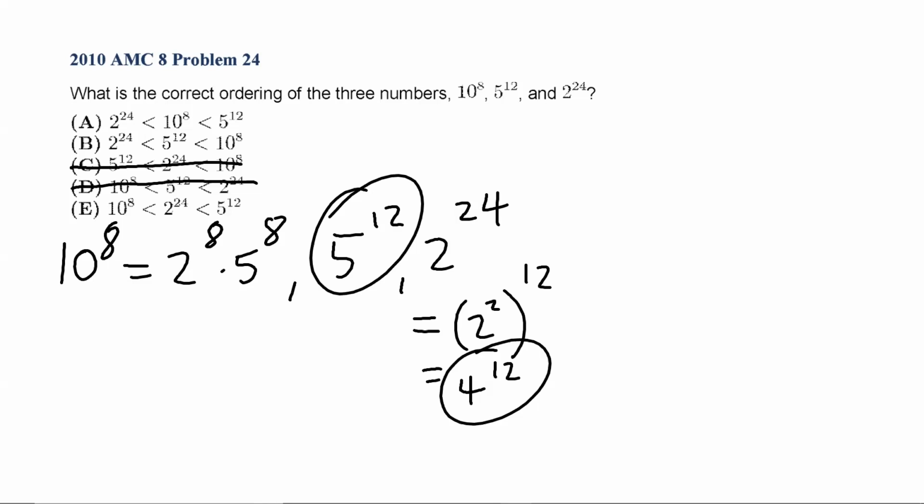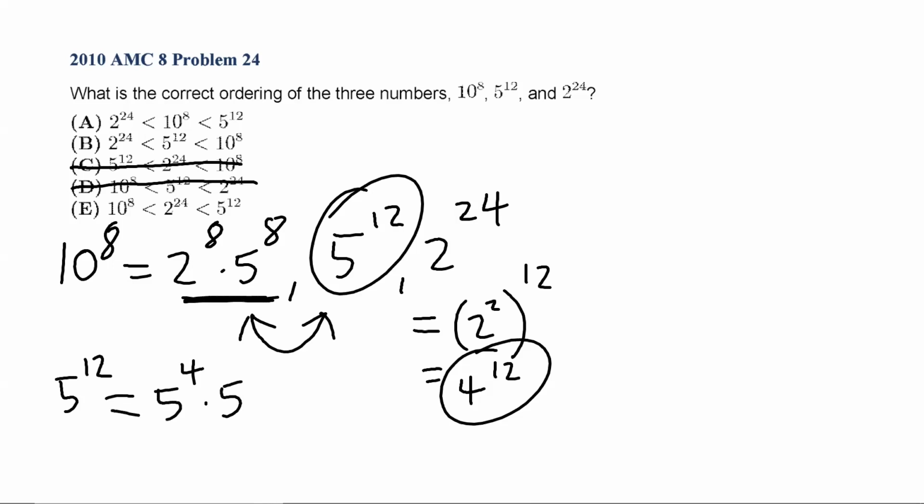Okay, so back to the problem here. Now you need to bring 2 to the 8 times 5 to the 8 into the inequality. The first thing you can notice is that if you compare these two, 5 to the 12 is equal to 5 to the 4 times 5 to the 8, which means that 5 to the 12 is 5 to the 4 times greater than 5 to the 8.